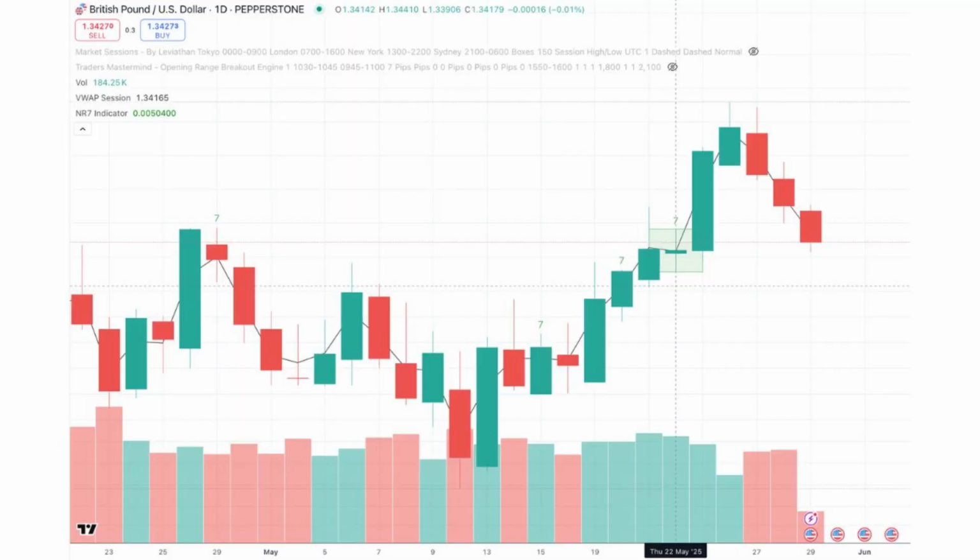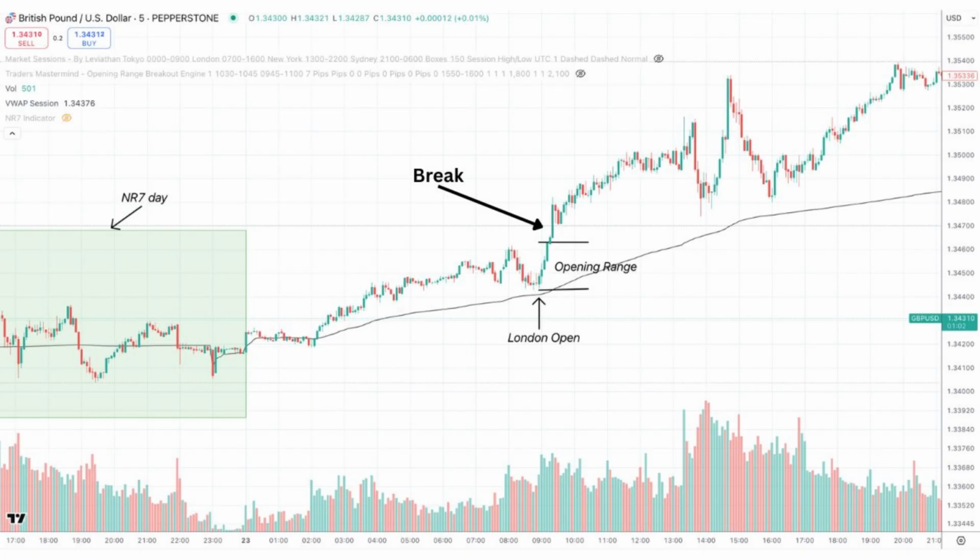So for example, say the GBP USD has been volatile all week, then suddenly prints a tiny candle on Thursday, which is the smallest range in 7 days. Friday opens with a news release. What you'll do is bracket the 15-minute range at the open, and then you would watch for the break.